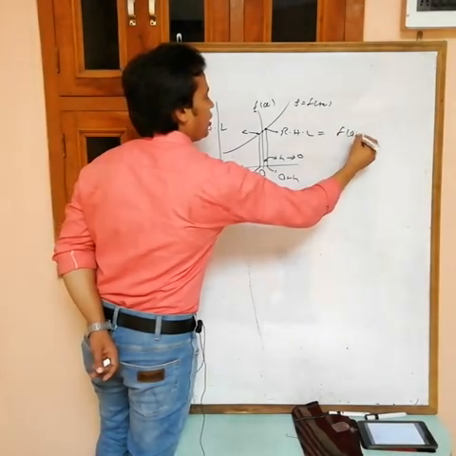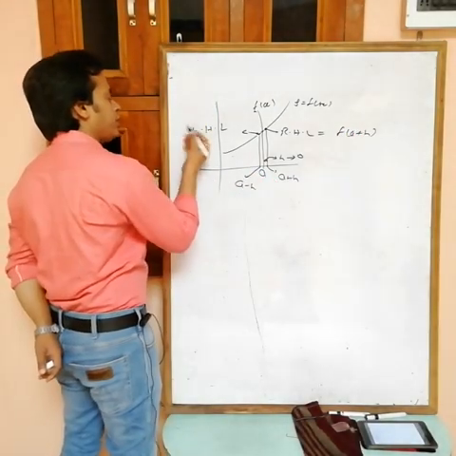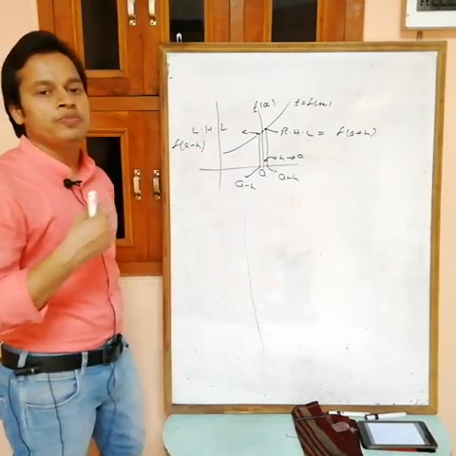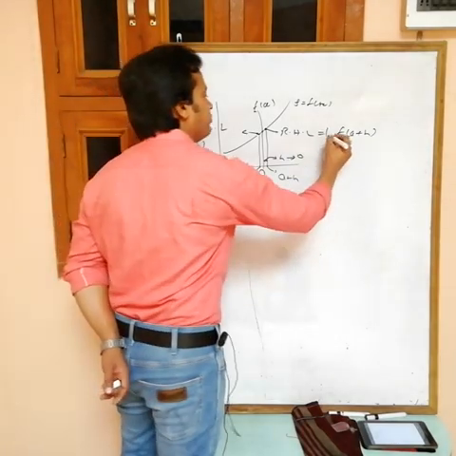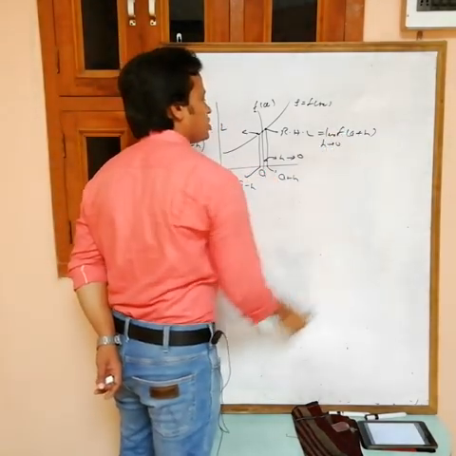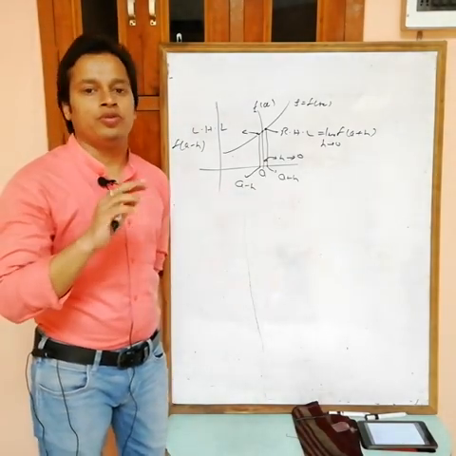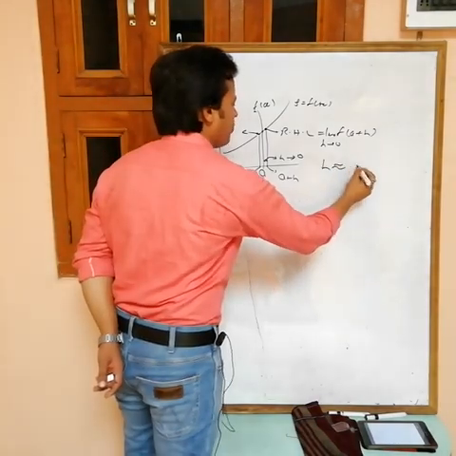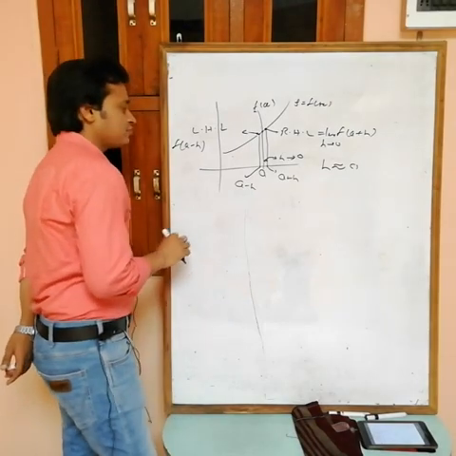So RHL is f(a plus h), and LHL is f(a minus h), where h is assumed by us. So we have to write the information about h, that is limit h tending to 0. h tending to 0 means h approaches 0, not equal to 0, but actually this h is approximately 0. Okay, but not exact 0.